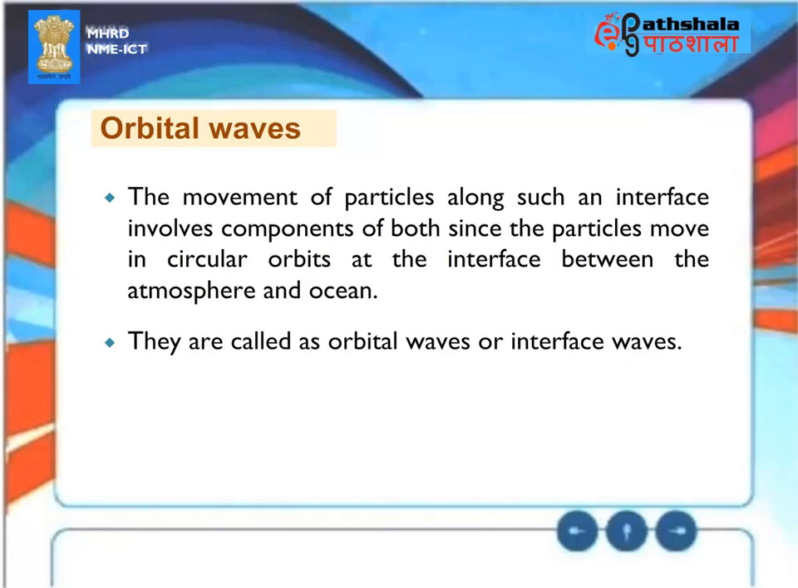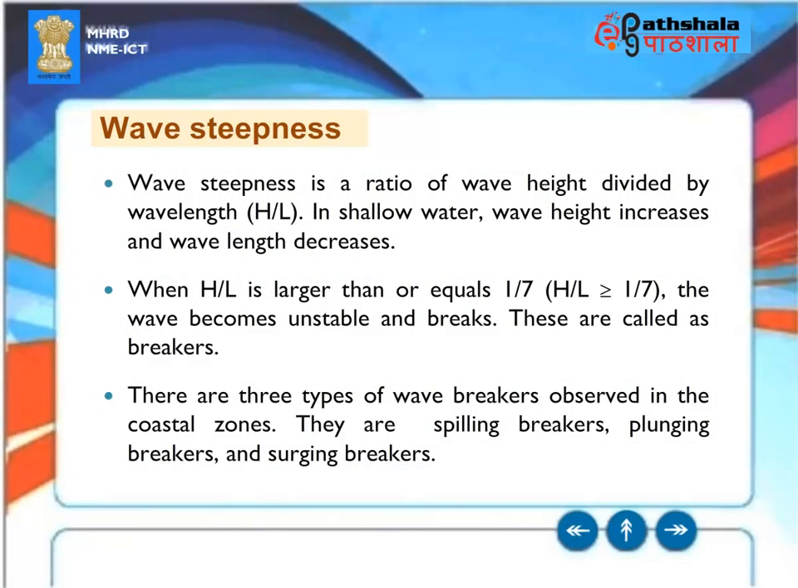They are called orbital waves or interface waves. Wave steepness. Wave steepness is the ratio of wave height divided by wavelength, H by L. In shallow water, wave height increases and wavelength decreases. When H by L is larger than or equal to 1 by 7, that is, H by L greater than 1 by 7, the wave becomes unstable and breaks. These are called breakers.